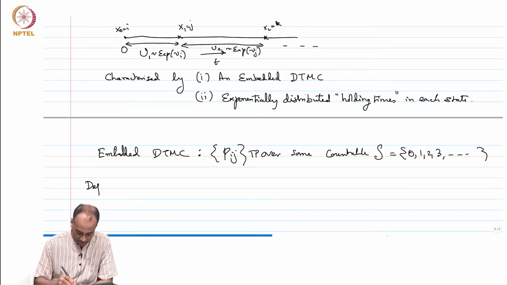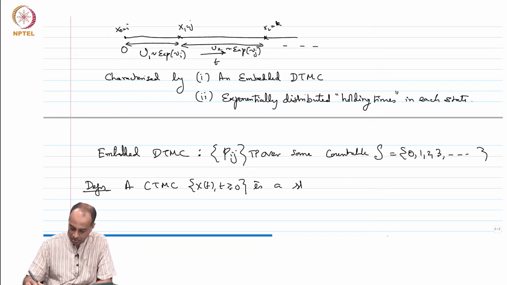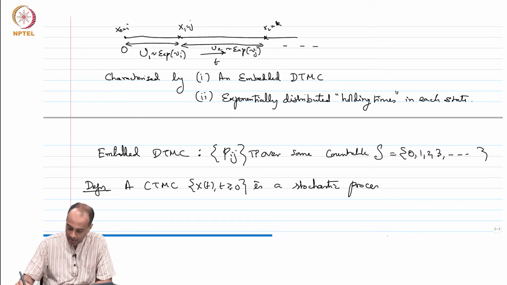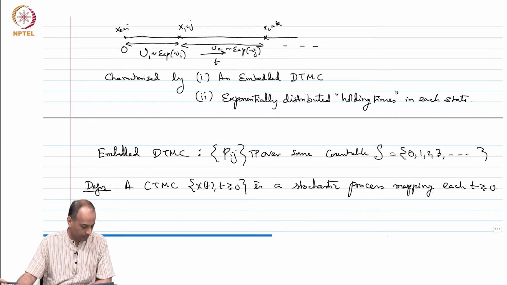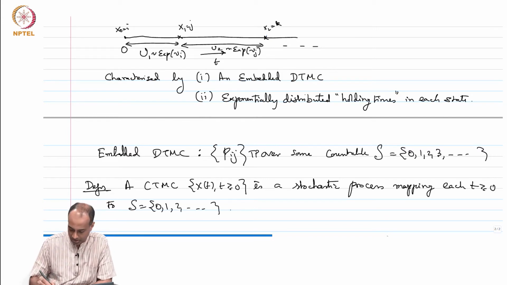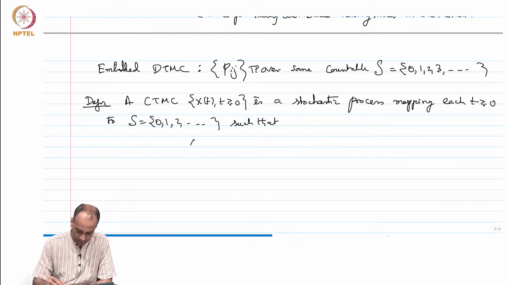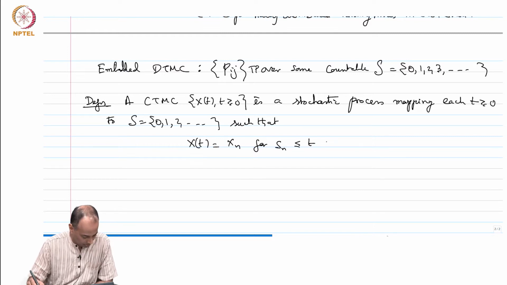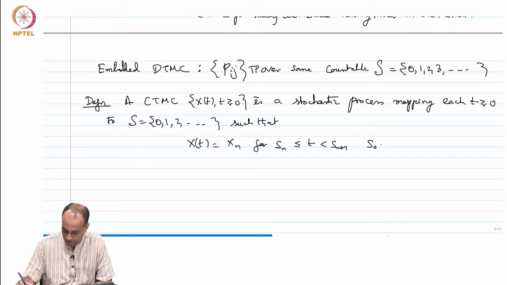Now, I want to define this CTMC. A CTMC Xt is a stochastic process mapping each non-negative time to S, which is let us say 0, 1, 2, and so on, such that X of t equals Xn for Sn less than or equal to t less than Sn plus 1, with S naught equals 0.